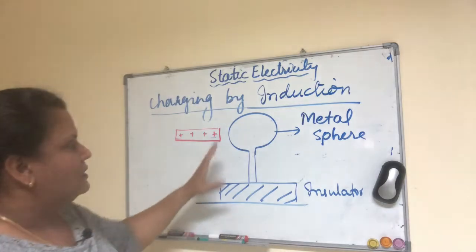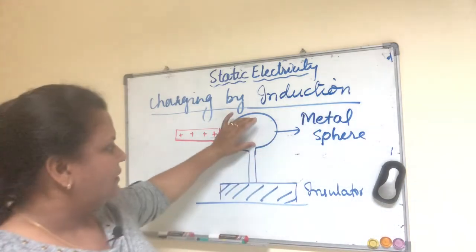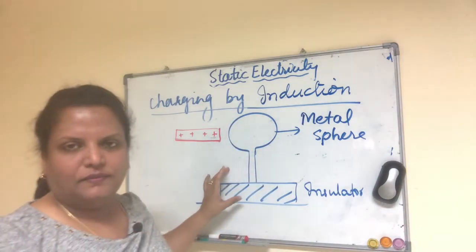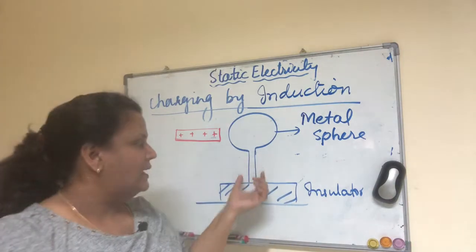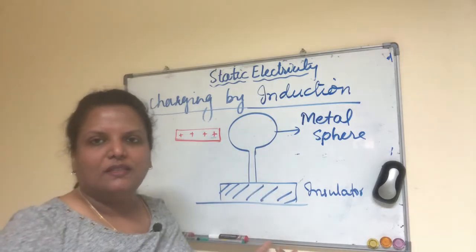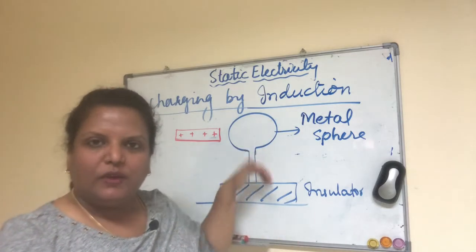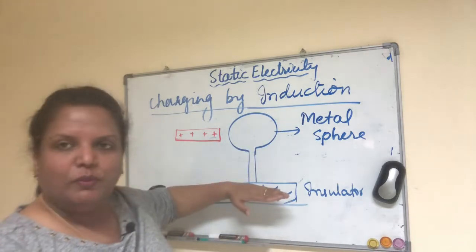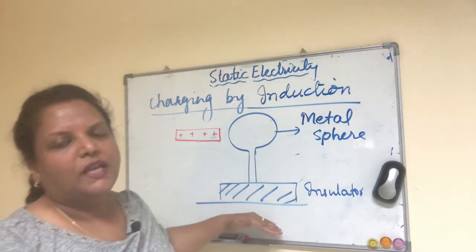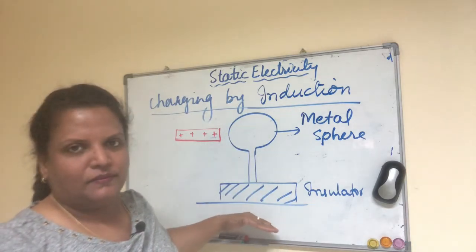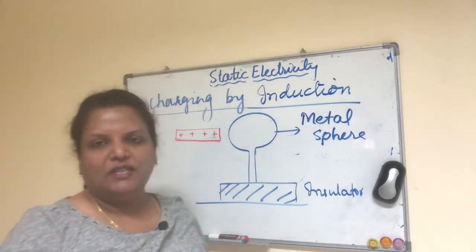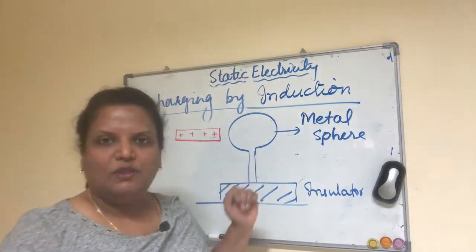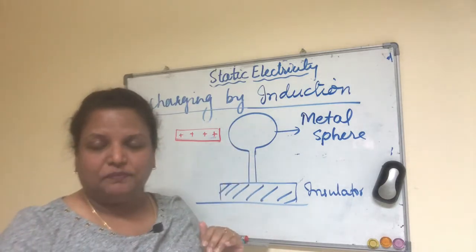All right. Now the setup is such that I've got the sphere attached to an insulator. As I said earlier, if this insulator wasn't there, if it was directly connected to the earth, what will happen? All the charges that you're trying to accumulate will get released. So the insulator will prevent the charges from flowing through into the earth.